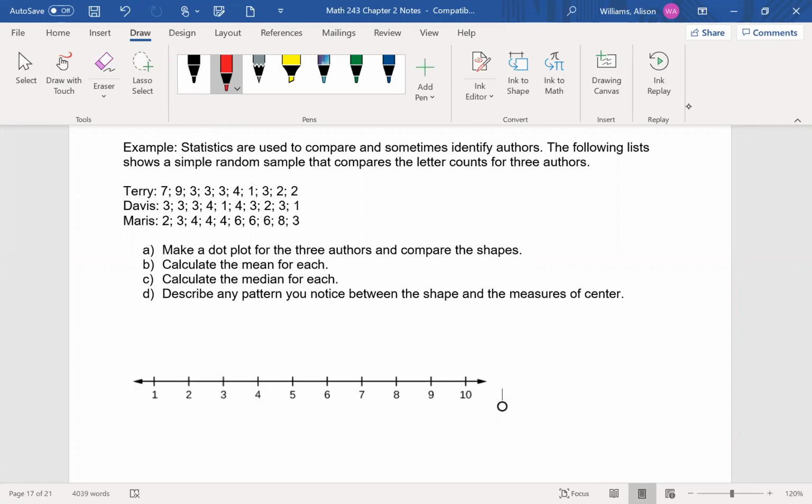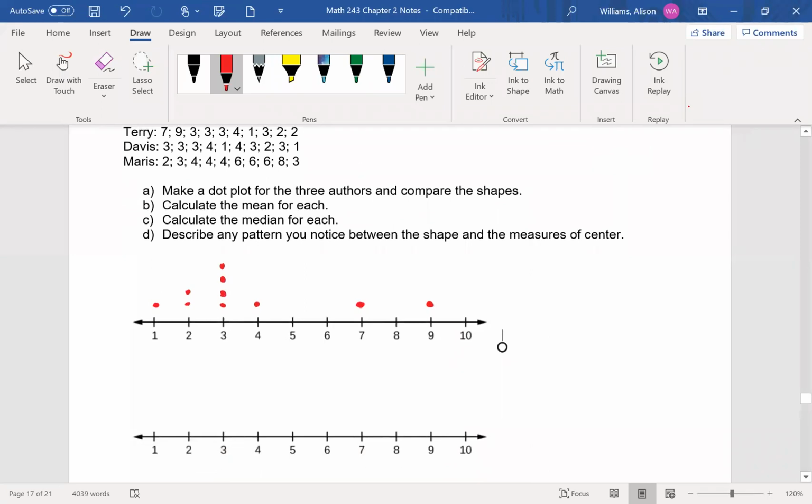So Terry, we have 7, 9, 3 three times, then a 4, a 1, another 3, and 2 twos. At first it looked like maybe there were higher letter counts for Terry, but now I'm seeing that was rare.